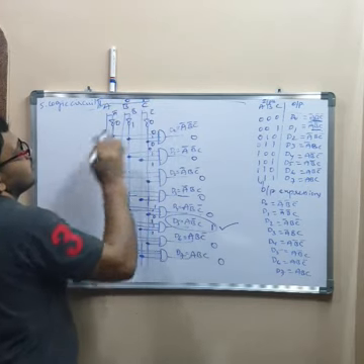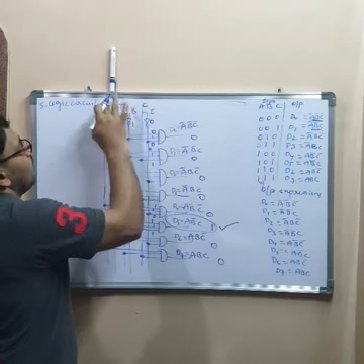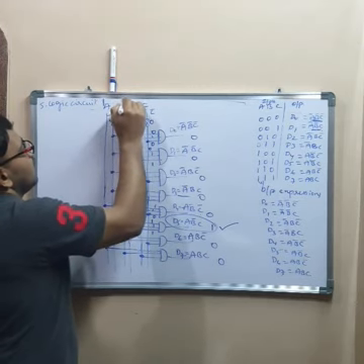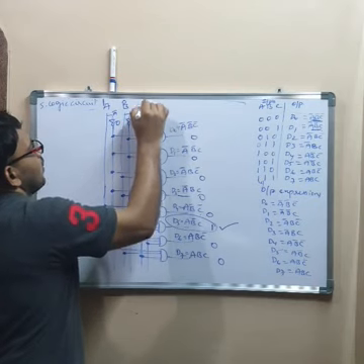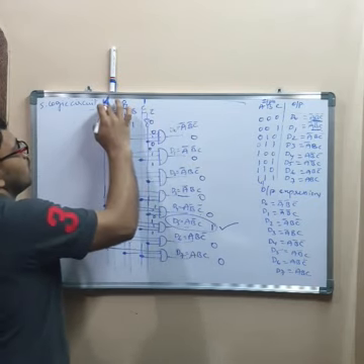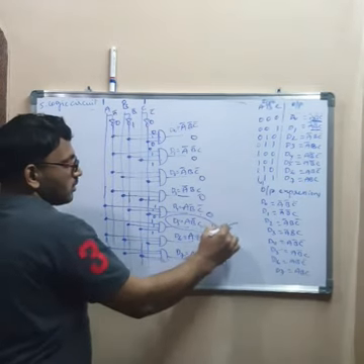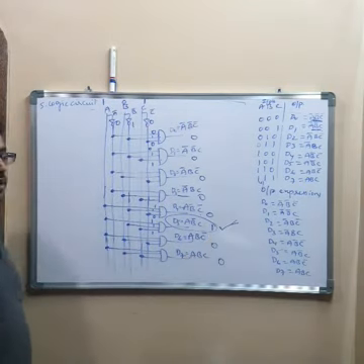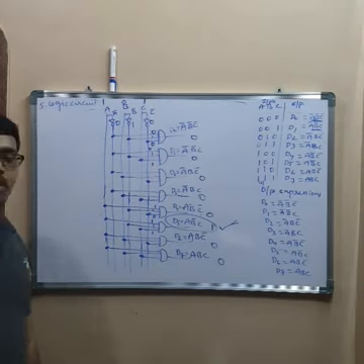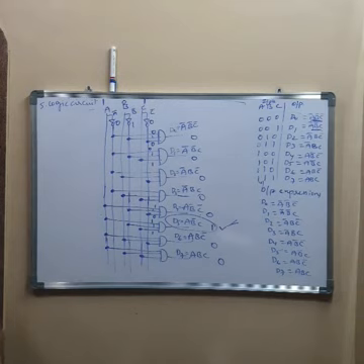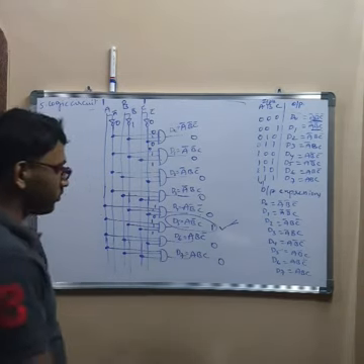101. Right? For the applied input 101, this is 1, this is 0, this is 1. For this combination, only D5 is activated. If you take another combination, you can verify. Only that particular output will be activated. So this is 3 into 8 decoder.